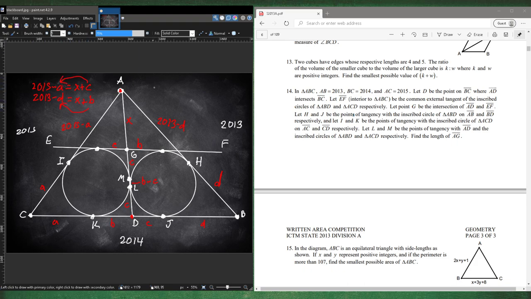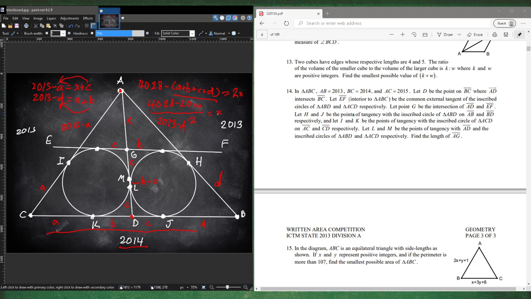So we have 2015 plus 2013, which is 4028, minus an A plus a B plus a C plus a D, and then equal to 2x. So what's A plus B plus C plus D? That's 2014. It's just this line. So we could have 4028 minus 2014, and then divide by 2 to get our x.